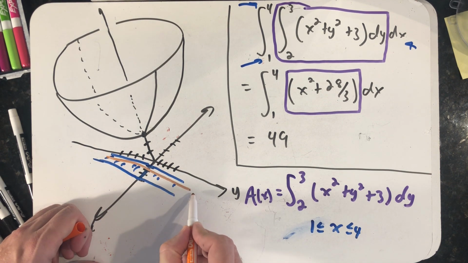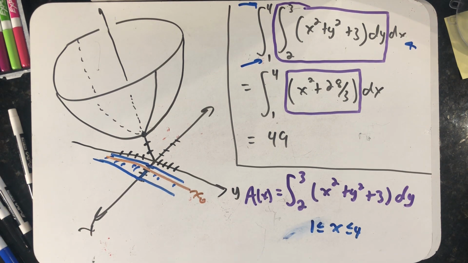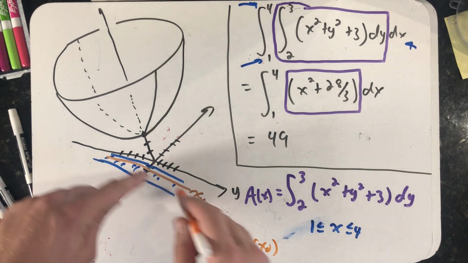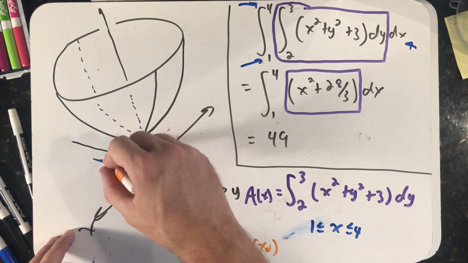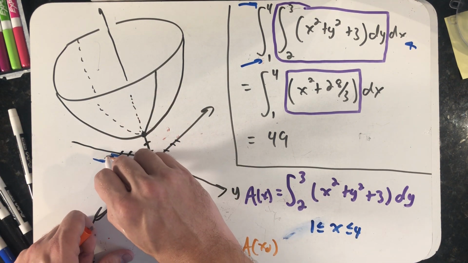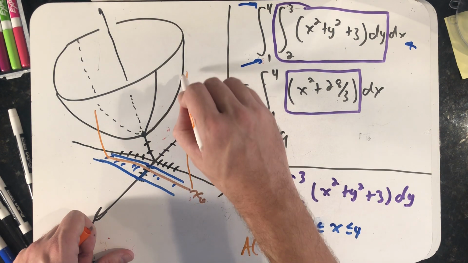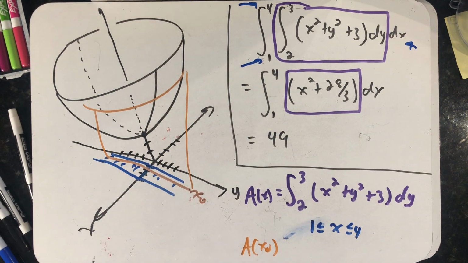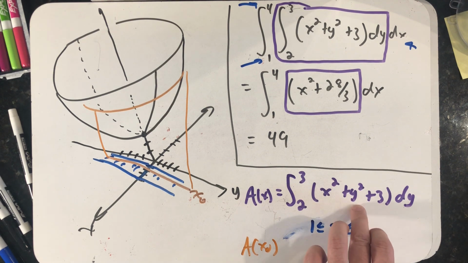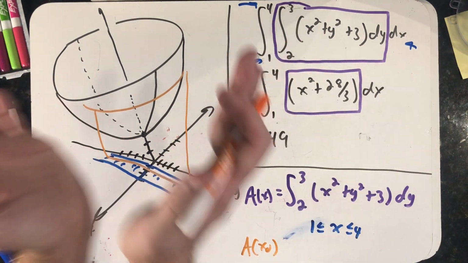Let's imagine we actually fixed a value of x. Let's just say x naught between 1 and 4. And think about what A of x naught would represent. Now, I'm being very leading with calling this A. It's a function. But if I imagine x naught, well, x equals x naught defines a plane, and I could think about where that plane intersects my paraboloid. And as it goes out, it would trace out a parabola on my paraboloid. In particular, it would trace out x naught squared plus 3 plus y squared, right?